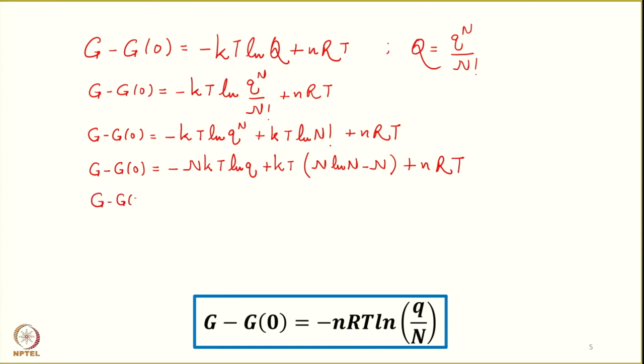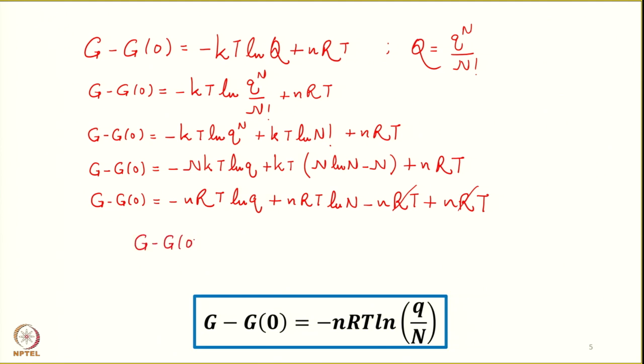Proceeding further, G minus G0. nk is equal to nR, we have discussed many times. So nRT log Q plus nRT log n minus nRT plus nRT. This nRT, nRT go. So therefore, I have G minus G0 is equal to minus nRT log Q plus nRT log n.